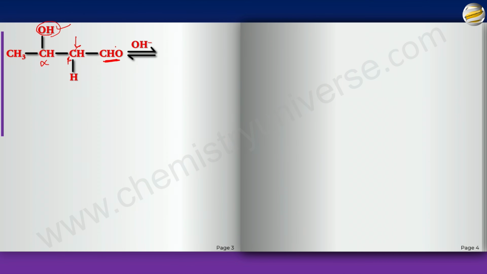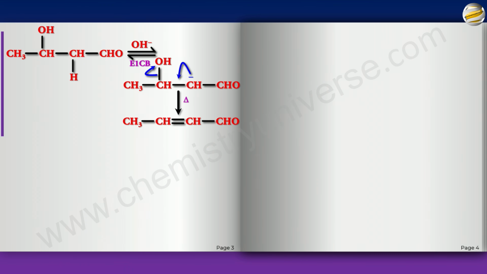So the beta carbon has a withdrawing group. Then the mechanism that is preferred for elimination is E1cB. So using E1cB, first H plus will be lost to form a carbanion, which is stabilized by the CHO. And then this will attack and the bad leaving group will leave, and you will get, on heating, the alpha beta unsaturated aldehyde, which is called crotonaldehyde.